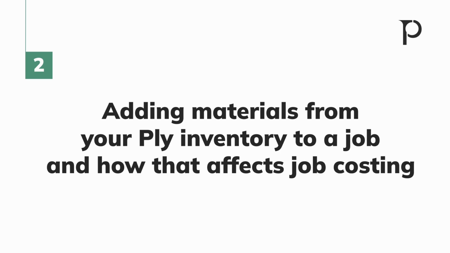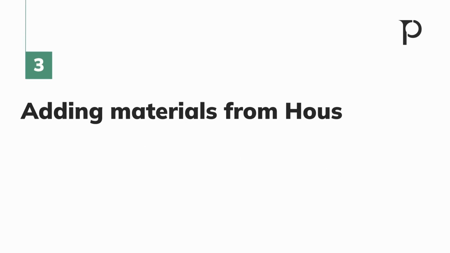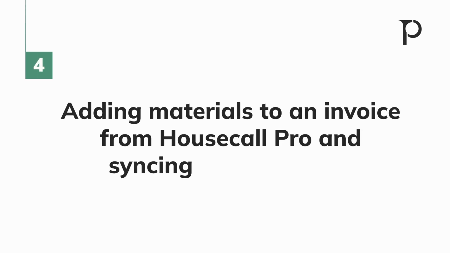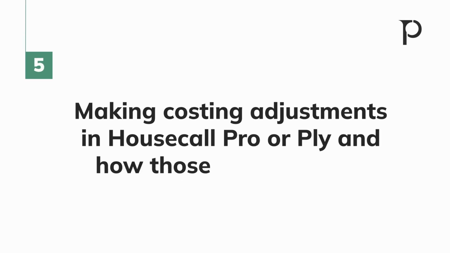materials from your Ply inventory to a job and how that affects job costing, adding materials from Housecall Pro inputs into Ply, adding materials to an invoice from Housecall Pro and syncing them directly with Ply, and making costing adjustments in Housecall Pro or Ply and how that changes the sync. This integration makes job management and costing smoother and smarter, and we're excited for you to try it out.